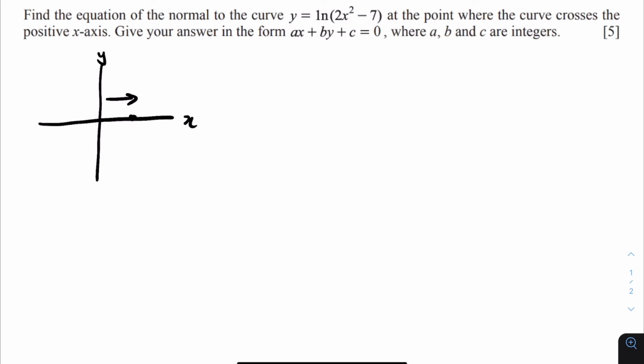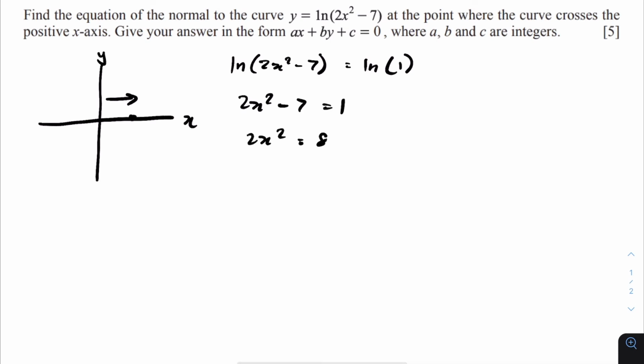And we have ln in here. So ln(2x² − 7) should be equal to ln 1, which means that 2x² − 7 is equal to 1. And 2x² is equal to 8, which means x² is equal to 4.